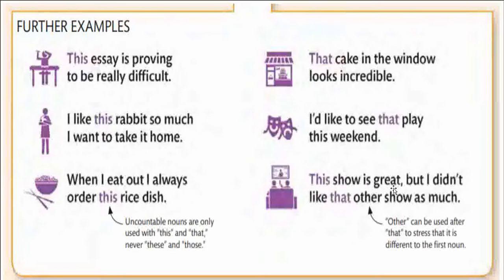This show is great, pointing to the show that the person was watching. So it's a pointer. But I didn't like that other show as much. That is used as a pointer for something that is in the past. Other can be used after that to stress that it is different from the first noun. That other show. So that is how an additional word is used. The additional word actually removes the ambiguity and makes it clear. That means the person is talking about some other show.